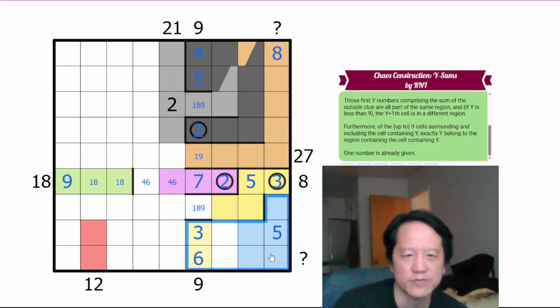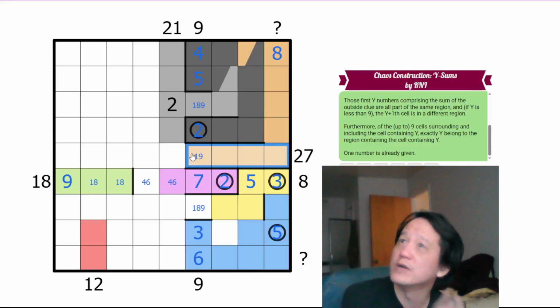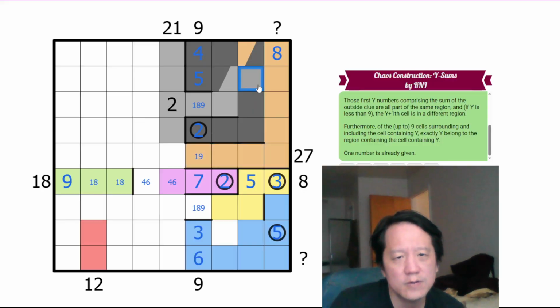This must be part of this region because there's no other place for blue. So this is blue here. So this must connect. This can't be some other region, so this is blue here. So this is a Y. We have 8 here. To add up to 27, can we have... So this is 8 pointing to the 5.